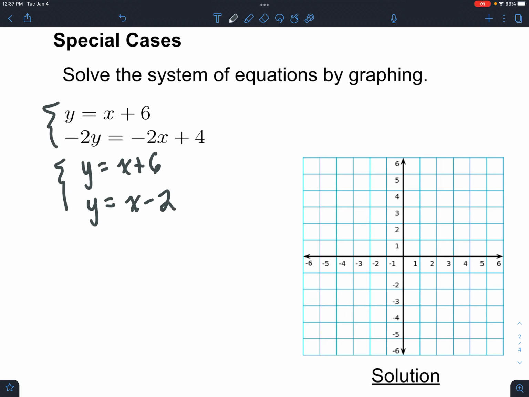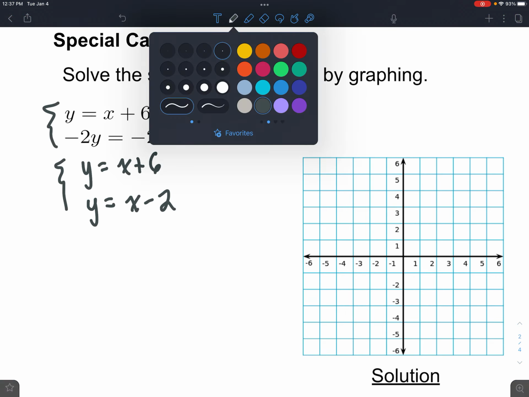So I noticed something a little weird. These equations look pretty simple, right? They both are really similar. They both have the same slope. So this is what we mean by a special case.